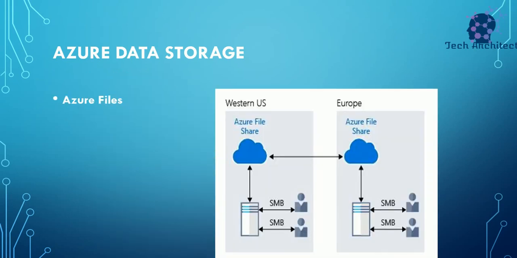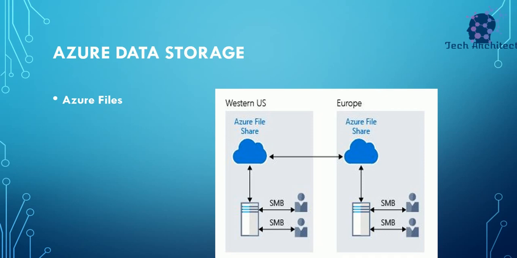The next thing is Azure Files. Azure Files offers fully managed file shares in the cloud that are accessible via the Server Message Block protocol. Azure file shares can be mounted concurrently by cloud or on-prem deployments of Windows, Linux, and macOS as an SMB share. The SMB protocol ensures the data is encrypted at rest and in transit.